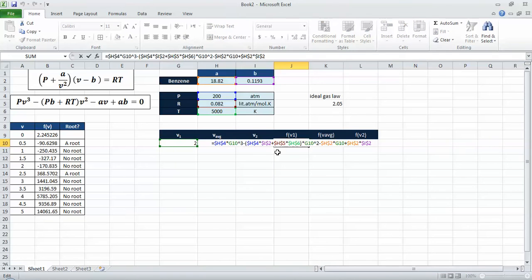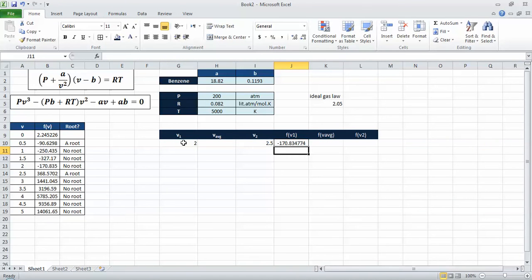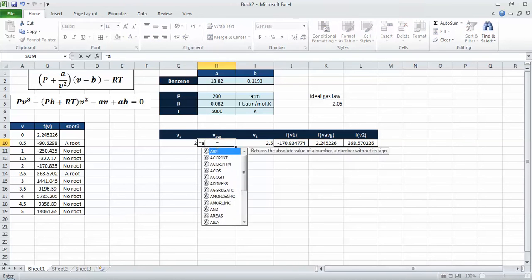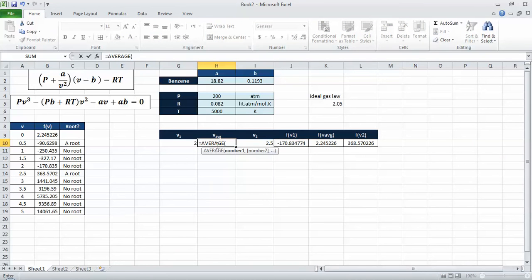Okay, so I'm now calculating f of v1 from v1, and f of v2 is calculated from v2, which is 2.5, giving the same value, so I'm calculating it right. And the v average is the average of this and this. Okay, so we can see from here that there is a flip in the sign, and this v average is in between these two values.